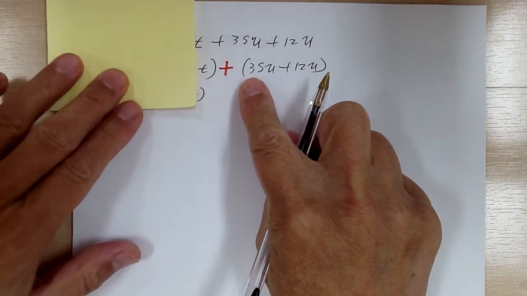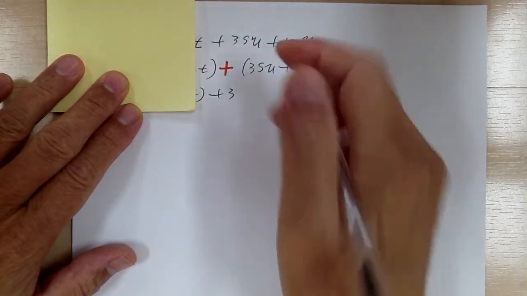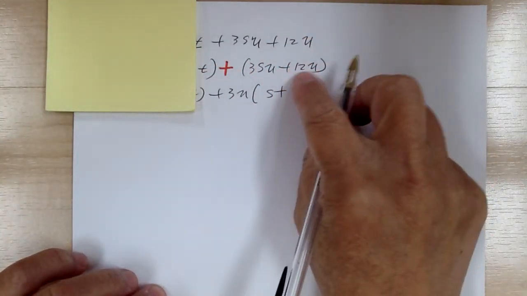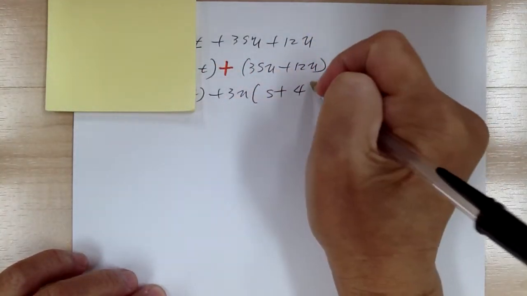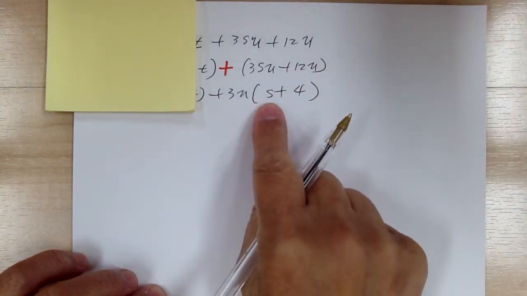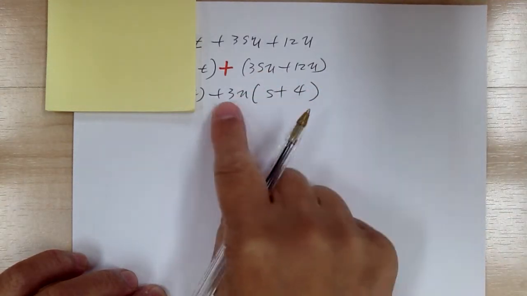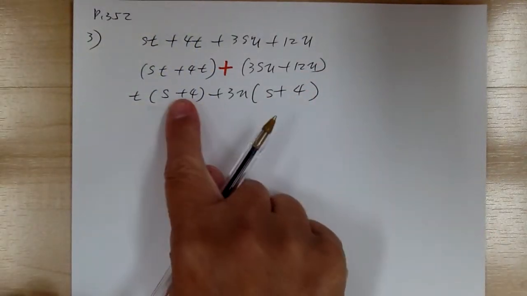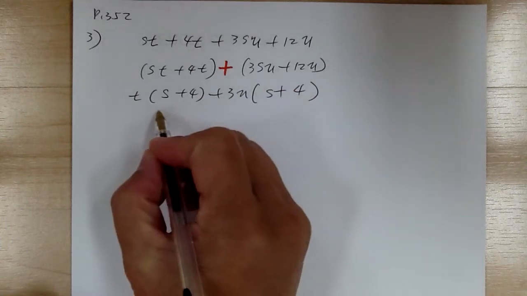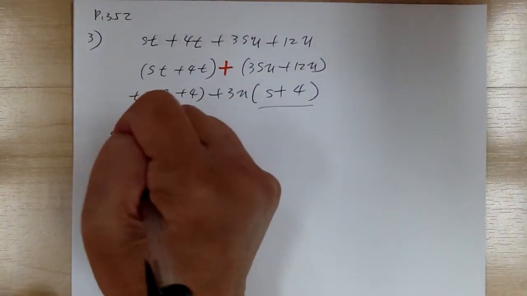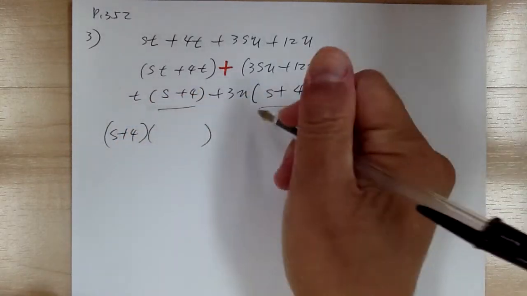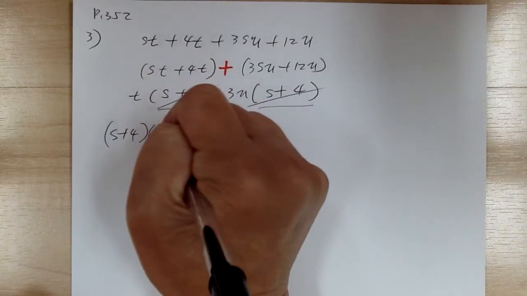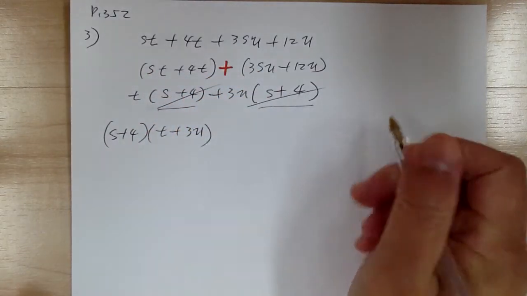This one, you can factor the 3, and you can factor the U. So factor the 3U, you get S. 12, factor the 3, you get 4. U is already factored out. And you can check, right? 3U times S gives you 3SU. 3U times 4 gives you 12U. So always do a quick check. So again, right now you got S plus 4, S plus 4. So they can factor out S plus 4. Once you factor out, it's gone, and the leftover will be T plus 3U. Okay, and that's it.